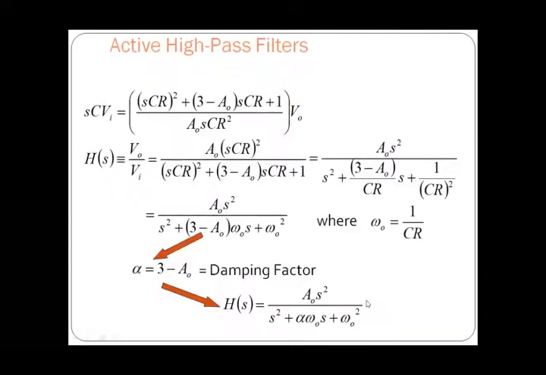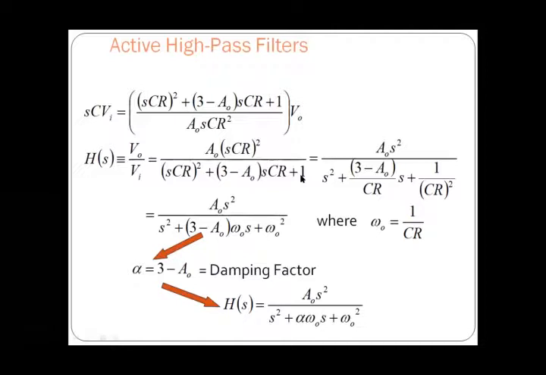So after solving this equation, SCVi is equal to SCR whole square. So this is what we are going to take, V naught as a common term, and then we are going to bring this SC to this side, and we are going to bring this whole term to this side, and we are bringing this Vi to this side. So this becomes V naught by Vi, and here if this term will come this side, then A naught into SCR square divided by SCR square plus 3 minus A naught into SCR plus 1. So this is what we are going to get as the equation.